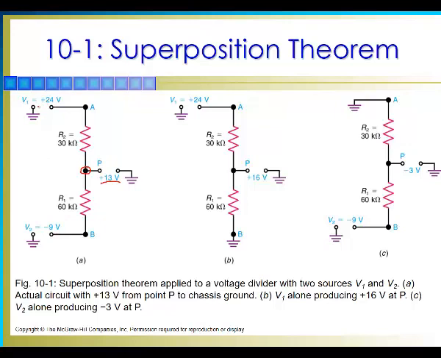So if we have a circuit that has 24 volts here, has a resistor of 30 kilo ohms, another resistor of 60 kilo ohms, and then in the other end we have a voltage source that provides negative 9 volts. So we can say that the voltage right at this point, from this point to ground, we can measure 13 volts. How do we do this?